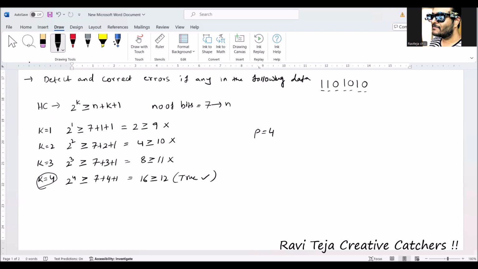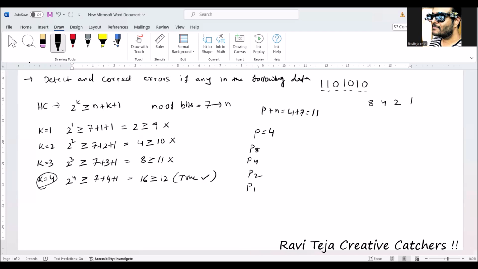We need to consider 8, 4, 2, 1, and the parity bits will be P8, P4, P2 and P1. Okay. And the total number of data bits is 7, right? So P plus N, that is 4 plus 7, equals 11. So the total number of bits we need to consider is 11.